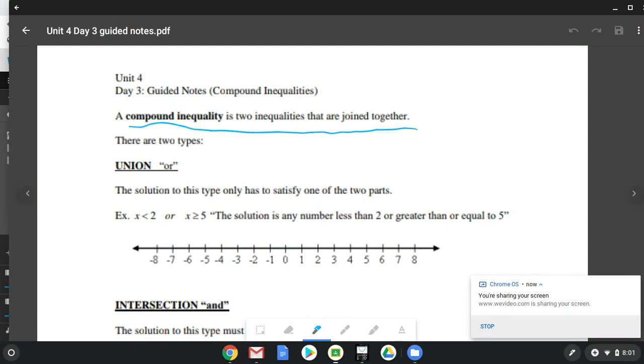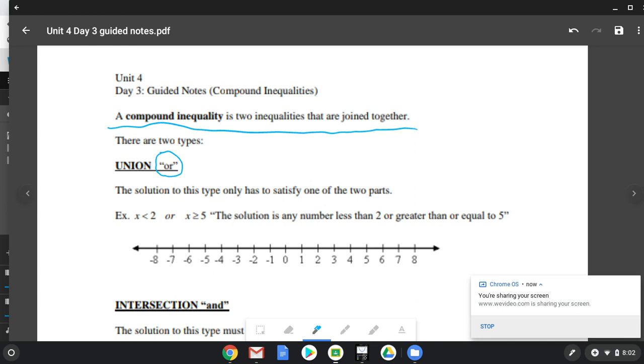It says a compound inequality is two inequalities that are joined together. There's two types. The first type is called a union type, or an "OR." See how it has the quotation marks around OR? Whenever we see an OR, we know that this type of inequality is going to be shaded away from each other. So there's going to be a gap in between the shading.